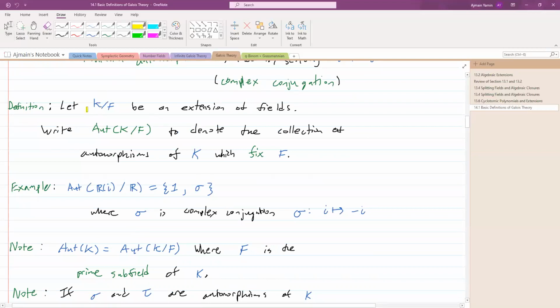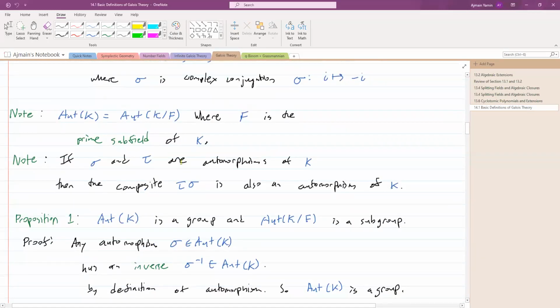All right. Let K over F be an extension of fields. Write Aut(K/F) to denote the collection of automorphisms of K fixing F. Examples: Aut(C/R) is the trivial automorphism and complex conjugation. Aut(K) is equal to Aut(K/F) where F is the prime subfield. We already said that any automorphism of K fixes the prime subfield, so the automorphisms of K that fix the prime subfield are just the automorphisms of K, right?